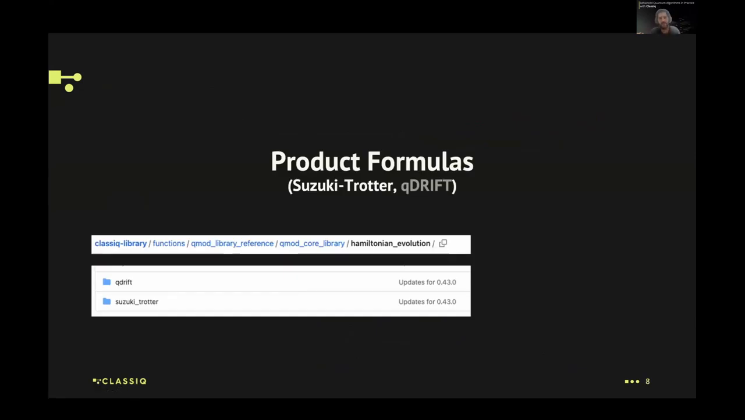Okay, I'll start with product formulas. There are many different product formulas. For example, you have the Suzuki-Trotter formulas and the Q-drift. In Classiq, you can find Q-drift and Suzuki-Trotter. These are built-in functions, and under this path, under functions in the Classiq library, you can find notebooks that will show you how to use them. In my talk, I will focus only on the Suzuki-Trotter.